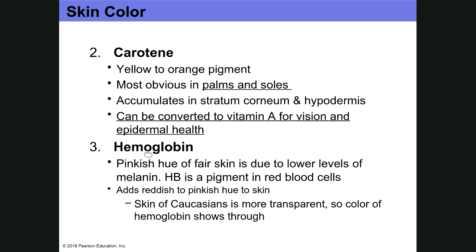Hemoglobin is the third skin color pigment. Hemoglobin you've heard of, all right? You do know it's associated with red blood cells. So hemoglobin is the pigment that you find in red blood cells. Oxygen is going to bind to hemoglobin. Hemoglobin is a pigment, but more importantly, it's a transport mechanism for oxygen. Now, the more oxygen that is bound to hemoglobin, the more red or the more pink the skin will appear. So it provides a reddish to pink hue. Caucasians have more transparent skin, so you can see the hemoglobin a little bit more. This pink or red hue can be seen a little bit more in Caucasians.